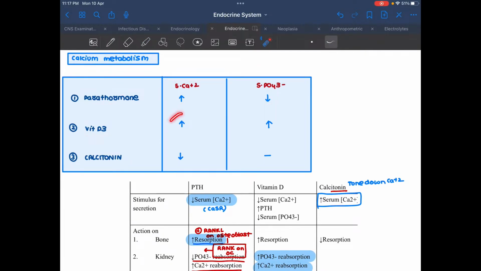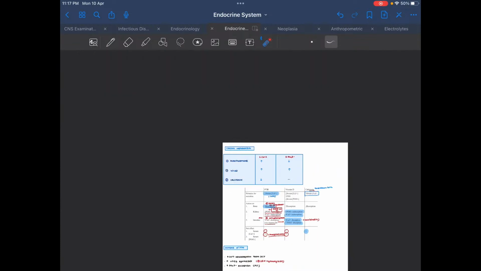Vitamin D3, it's going to increase the serum calcium, increase the serum phosphate. Done. And what about calcitonin? Mainly it has an effect on the calcium only. It's going to tone down the calcium.